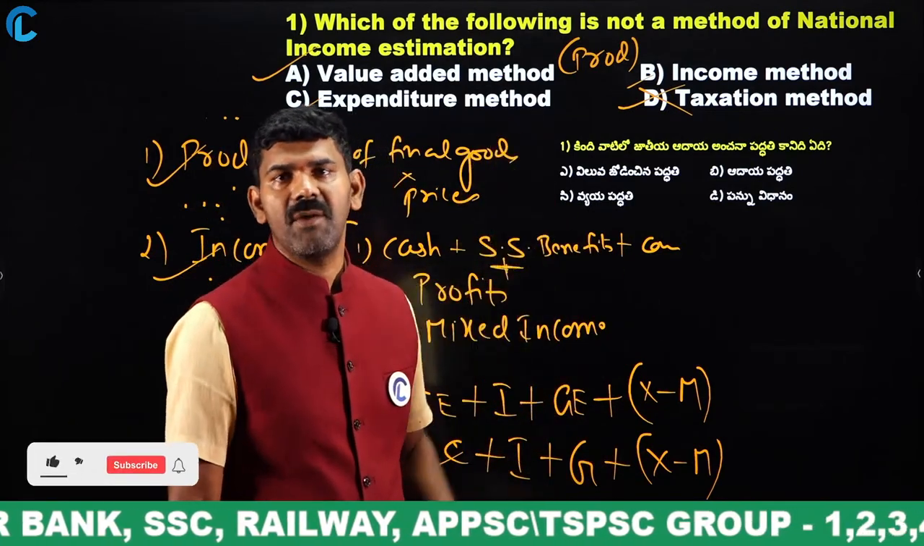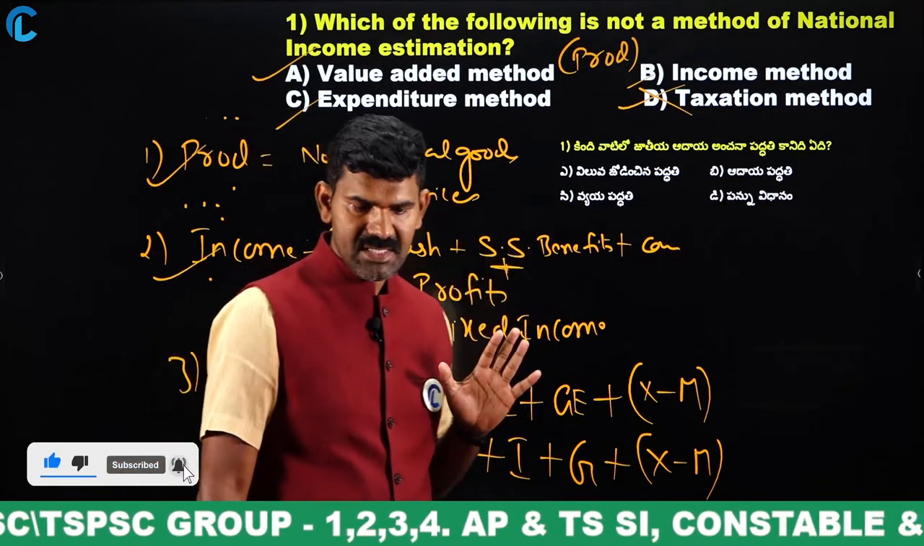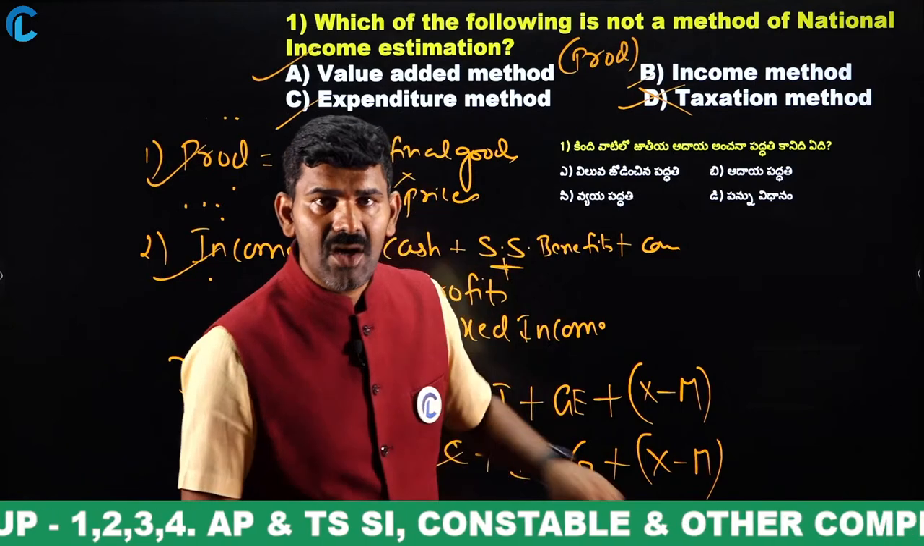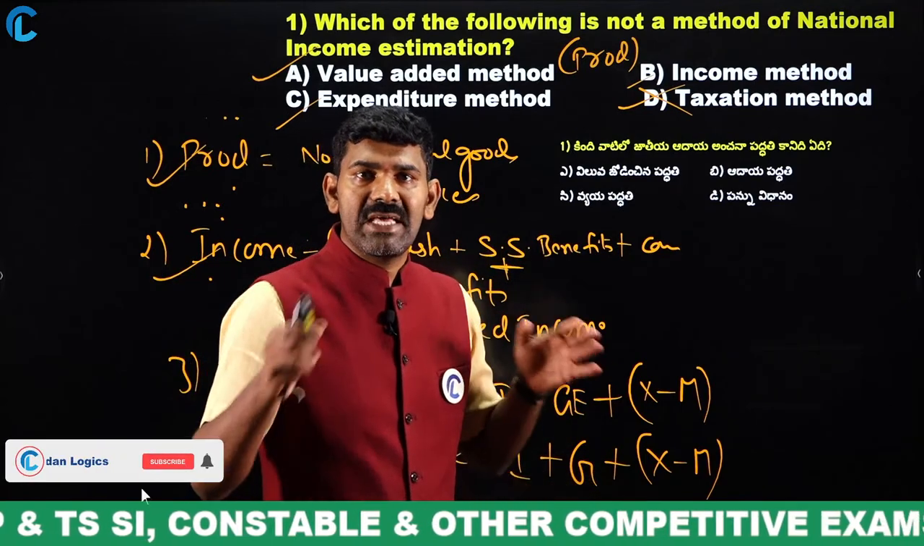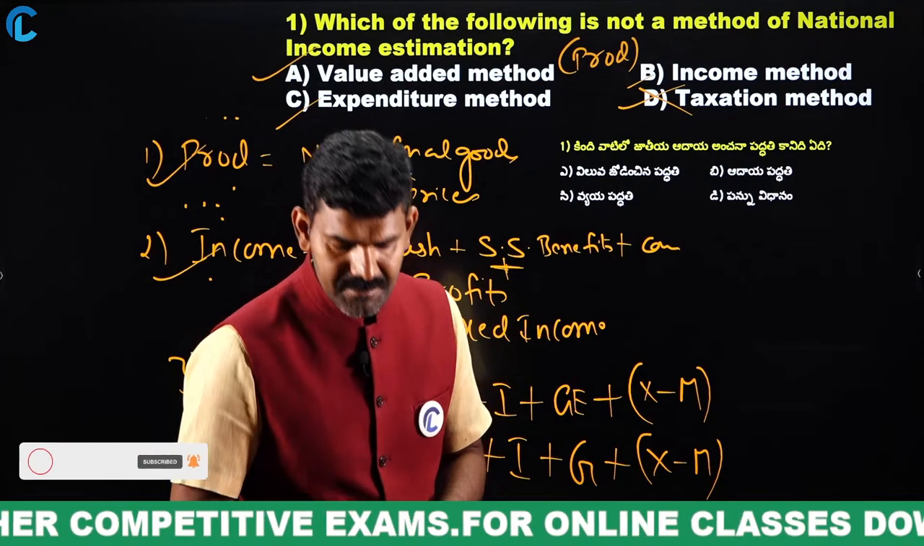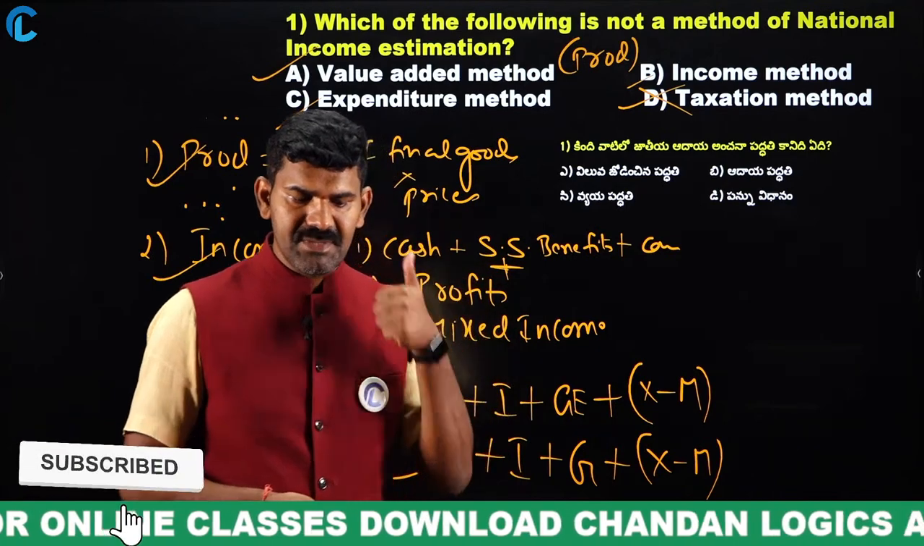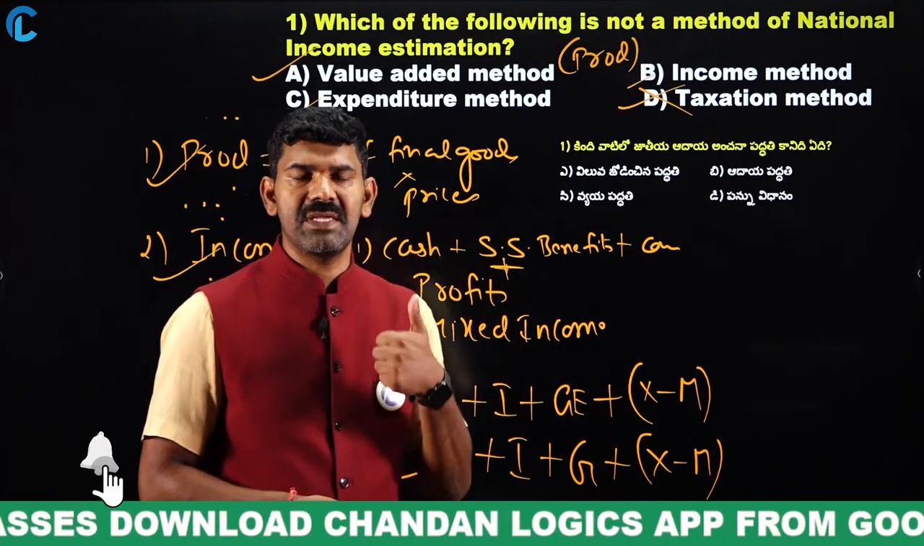Okay, so this is a formula for what? Expenditure method, income method, and also productivity method, right? So in the examination, on this formula you can expect a question. You can expect this kind of question from CGL. You can also expect this kind of question from Group 2 also, right? Okay, yes. If you have understood, put a thumbs up.